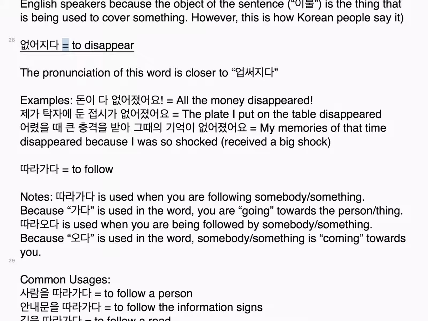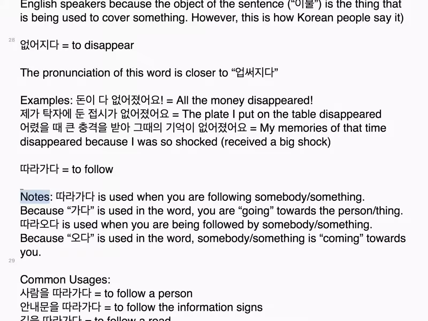없어지다. To disappear. The pronunciation of this word is closer to 없어지다. Examples. 돈이 다 없어졌어요. All the money disappeared. 제가 탁자에 둔 접시가 없어졌어요. The plate I put on the table disappeared. 어렸을 때 큰 충격을 받아 그때의 기억이 없어졌어요. My memories of the time disappeared because I was so shocked. Received a big shock.